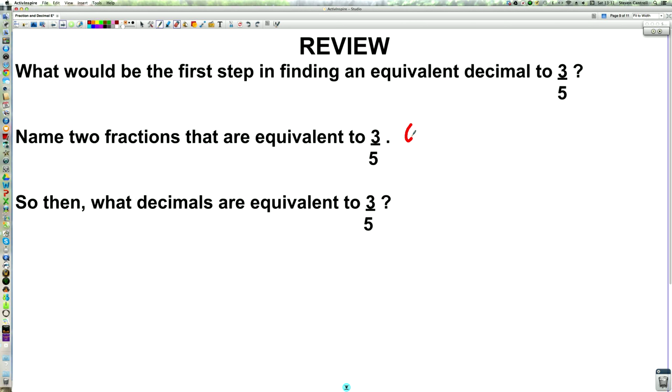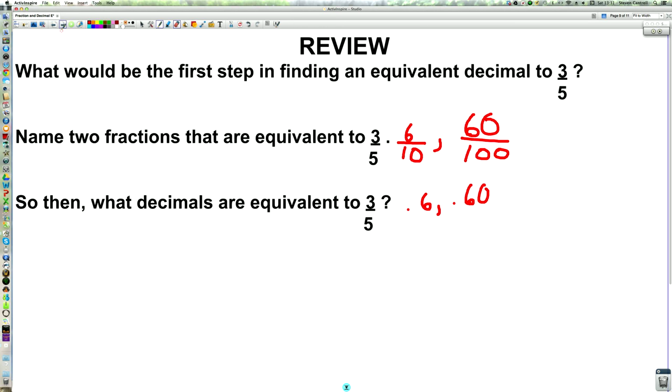Well, you have 6/10 or 60/100, right? Because if I multiply it by 20, I get 60/100. Then, what are the decimals? 0.6 and 0.60. Simple, right? Okay, we'll talk about this more.